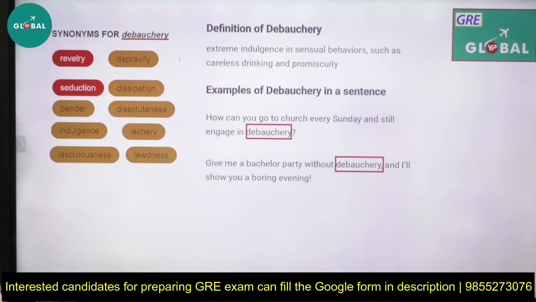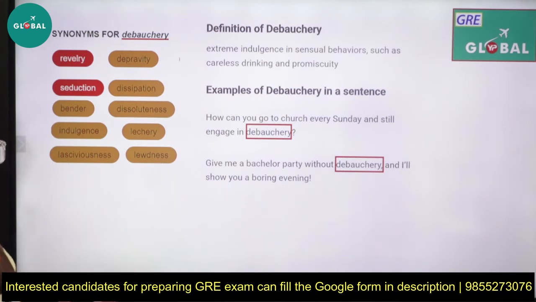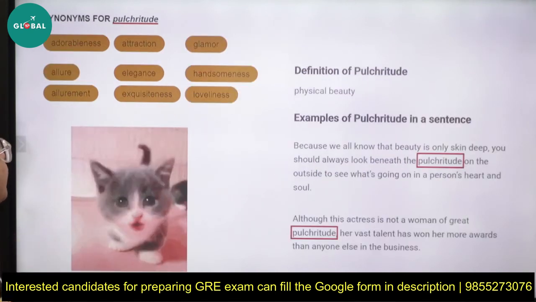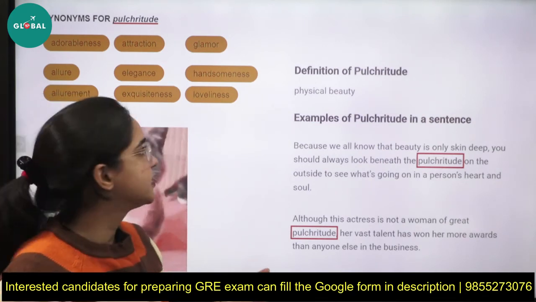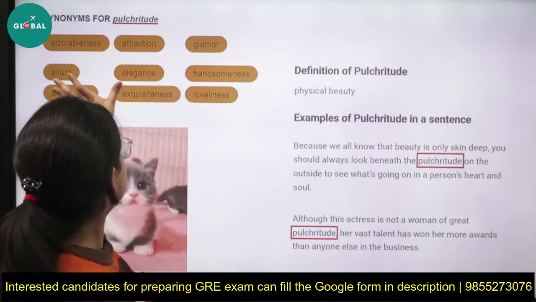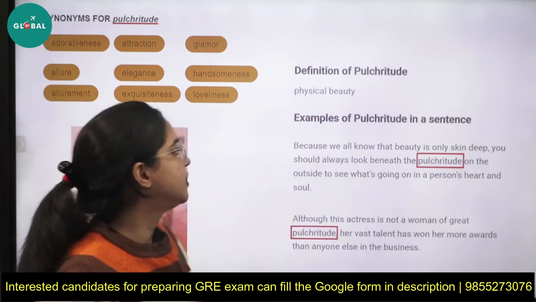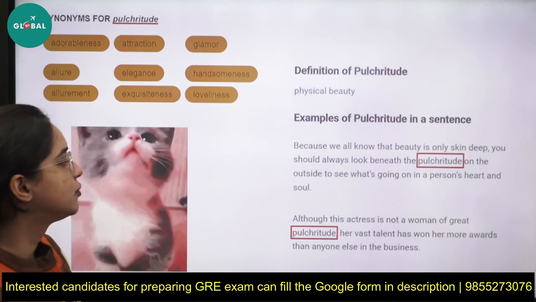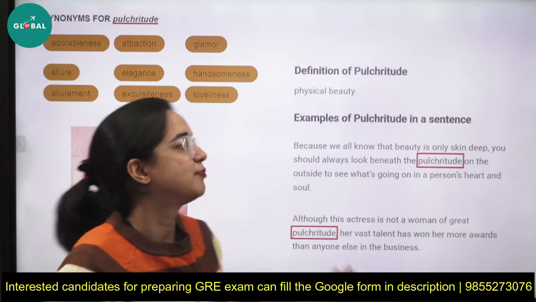So in both terms, it can be used. Debauchery is when you're extremely indulged in sensual behaviors. It can be, you can say, drugs, sex, and alcohol. So it is there like this: depravity, dissipation, bender, lechery. Now do remember, one word can be used in two different forms, that is too obvious. Pulchritude, it is actually something that is very beautiful, physical beauty, glamour, attraction, adorable, allure, loveliness. Because we all know that beauty is only skin deep. You should always look beneath the pulchritude. Like, you should not fall for beauty, but you should fall for the heart of the person, right?